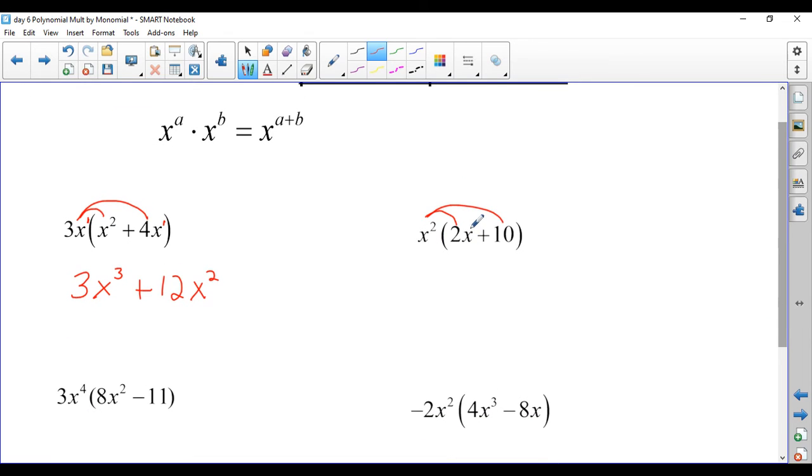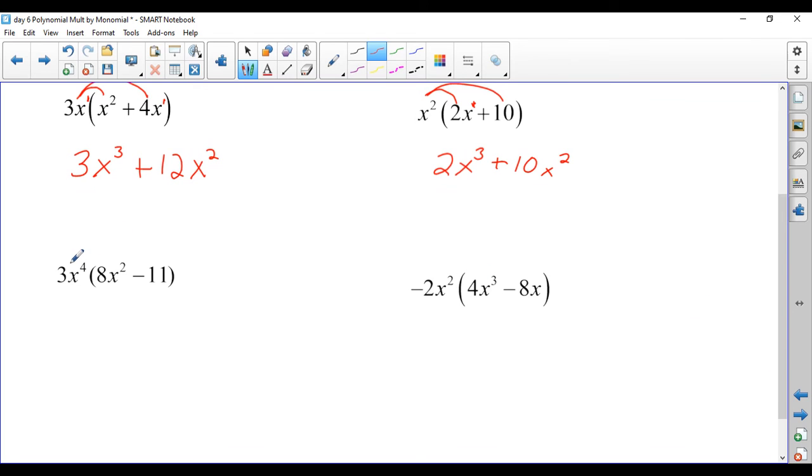In this example, I'm going to distribute the x squared. X squared times 2x. Again, if I want, I can put a 1 here to make it easier. So I have x squared times 2x. The only number is 2. X squared times x is x to the third. Then I multiply x squared times 10, and we always write it as 10x squared with the coefficient times the variable.